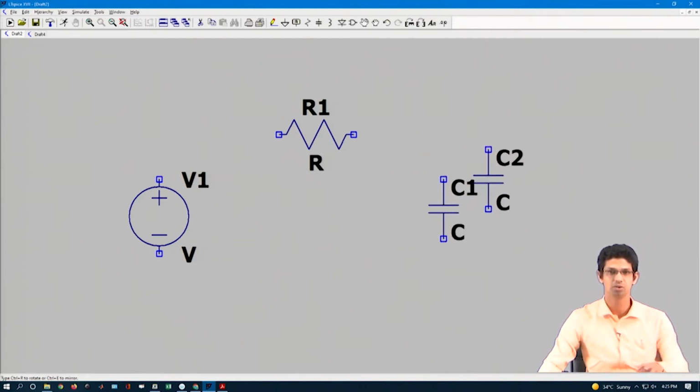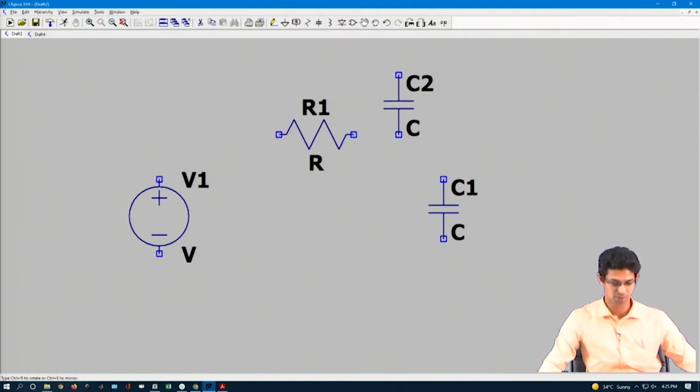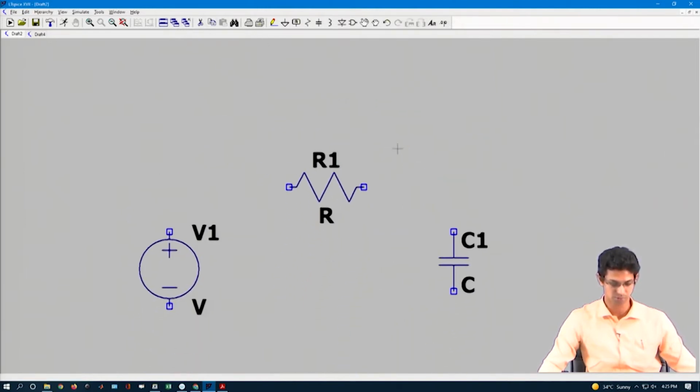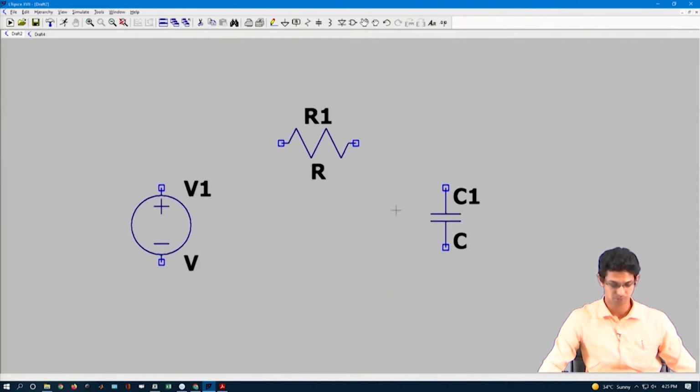In this video I am using hotkeys from the keyboard. If you are not familiar with that, you can also always include all of these from this menu. So, now you have voltage source, resistance and capacitance.